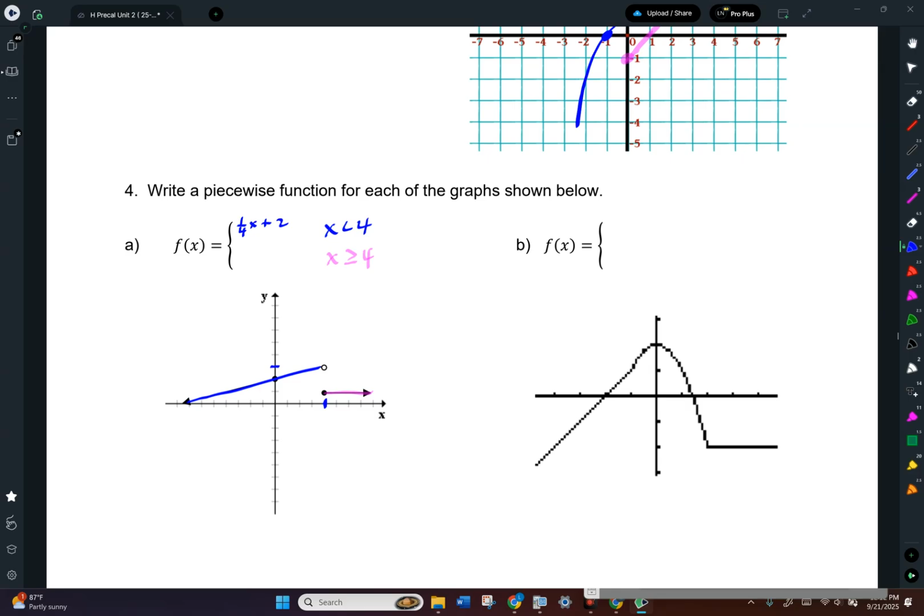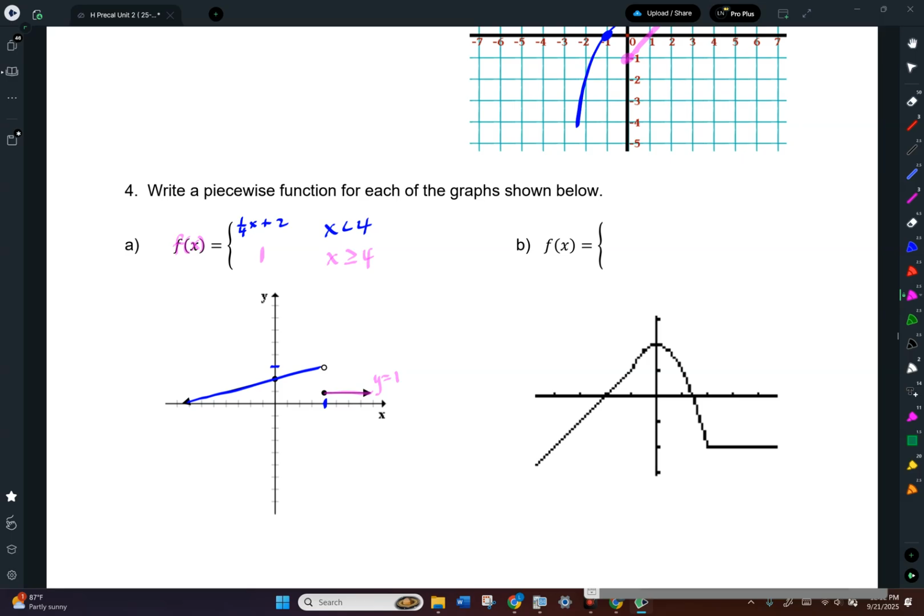And then for the second piece, if it's just a horizontal line, isn't the equation just y equals? So would you agree that this horizontal line is down here where y equals 1? And remember, the f of x is your y equals, so all I need here is 1. That's like saying y equals 1, and I only want it when x is greater than or equal to 4.